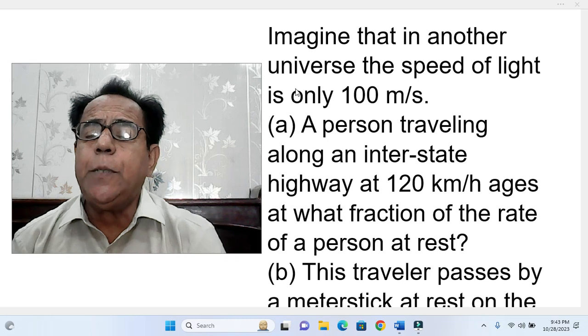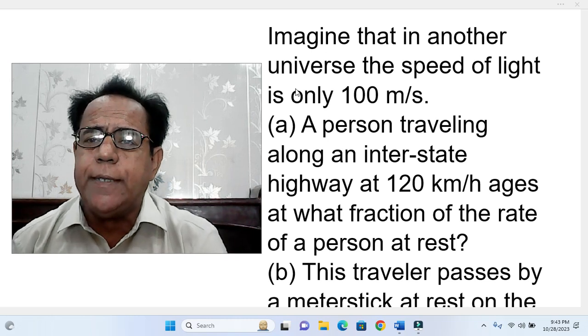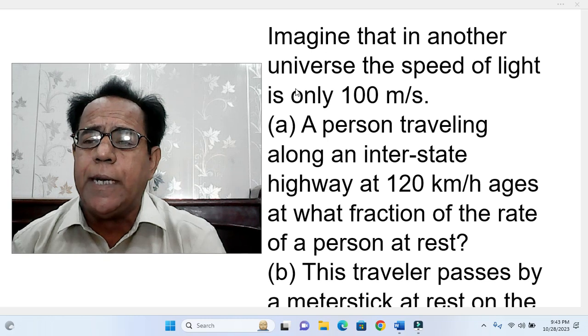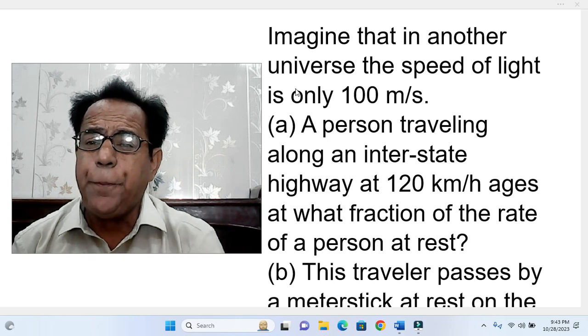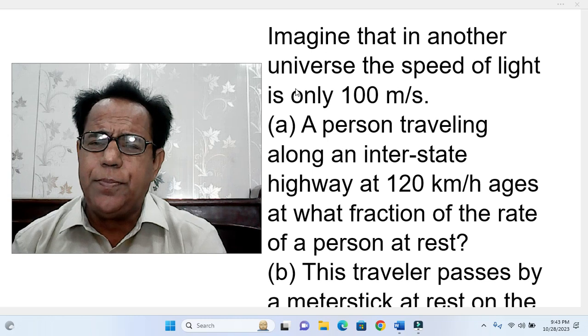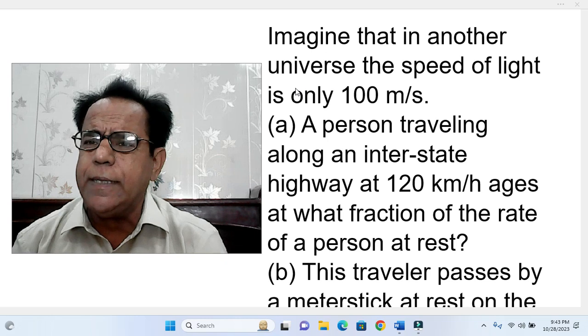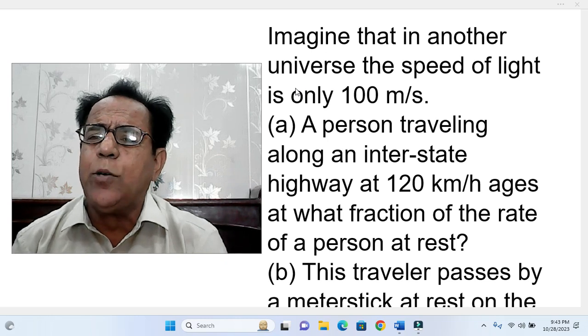First point is that we are not going to consider the standard value of the speed of light, that is 3.0 into 10 raised to the power 8 meters per second, or sometimes 2.998 into 10 raised to the power 8 meters per second. Rather, we are using a particular given speed of light. That is, instead of 3.0 into 10 raised to the power 8 meters per second, it is only 100 meters per second.